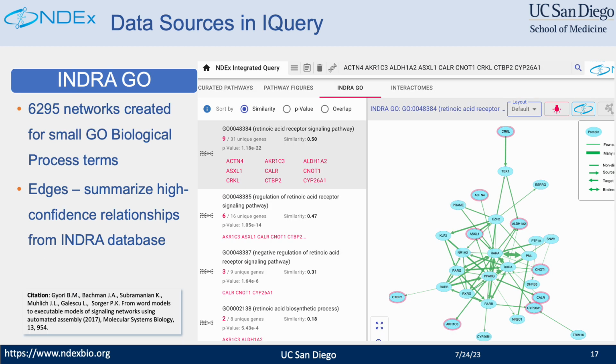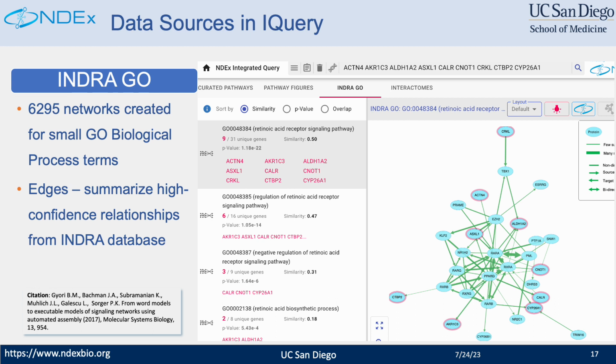The INDRA GO tab has more than 6,000 networks for small GO biological process terms. This is also a result of a collaboration between the INDRA project and us. In each of the INDRA GO networks, the nodes come from the gene set in a small GO term. The edges between the nodes summarize the high confidence relationships between those genes in the INDRA database.